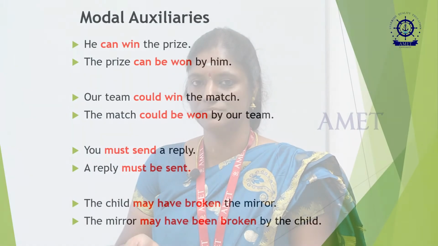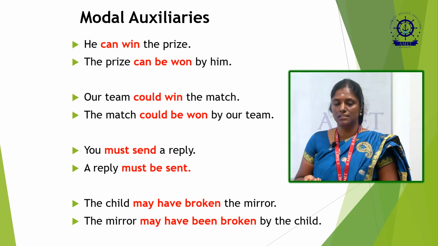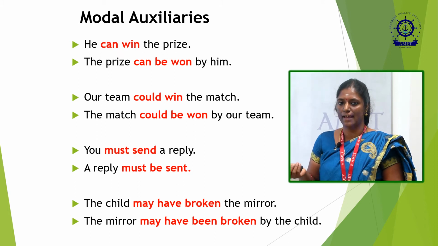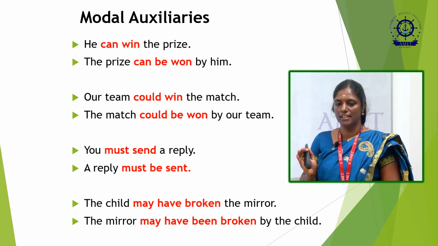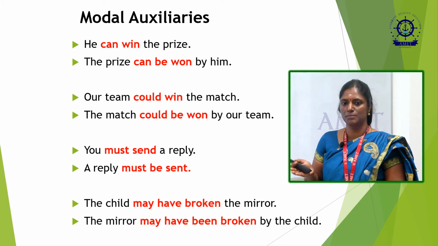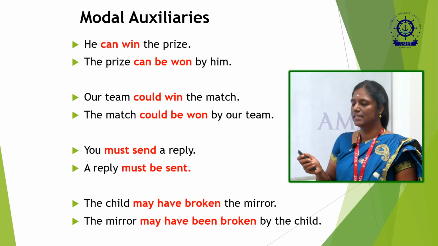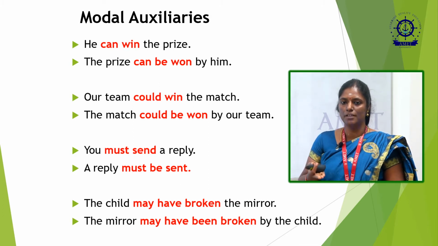Let us move on to modal auxiliaries. In the English language we have 13 modal auxiliaries. In this presentation we are going to discuss only a few: can, could, may and must, that is all. Let us see the first example. He can win the prize. The same rule or structure should be followed in modals also, but still we have to learn all these things. We will take the word the prize and can be won.